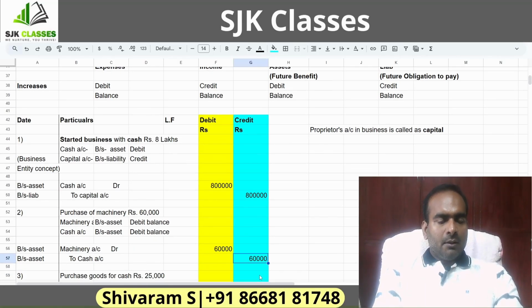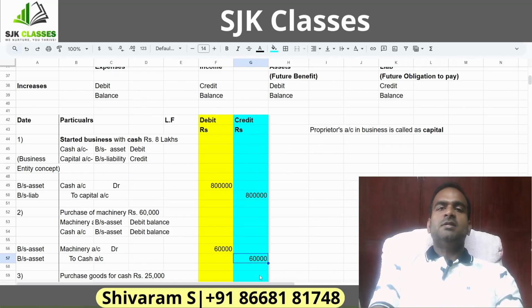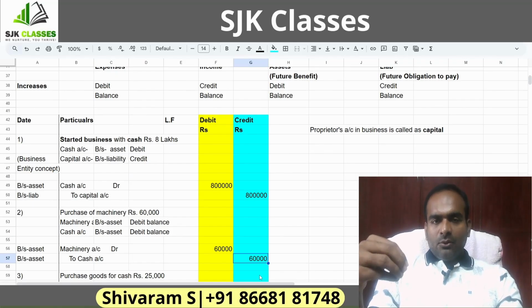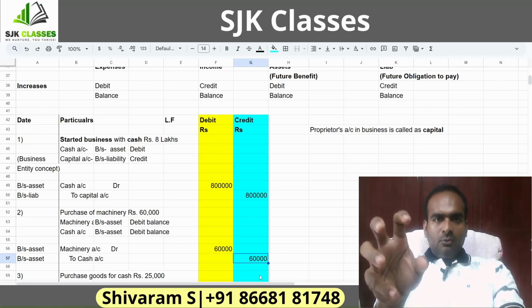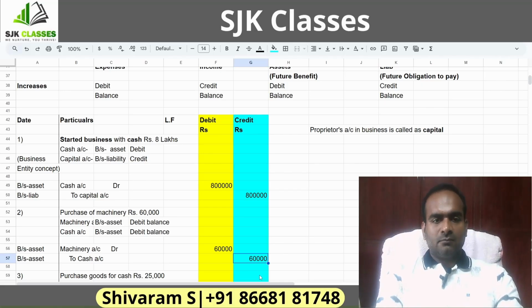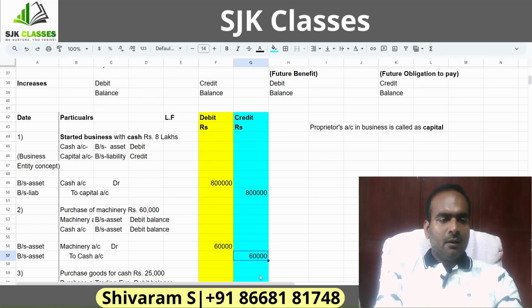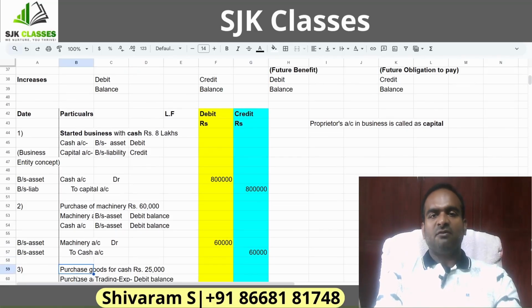That's it. Now, next transaction. After purchasing the machinery, why did I purchase the machinery? Because I need to do some production activity. Now, what will I do? I am going to purchase the raw materials now. That's the third transaction. So, the third transaction is purchased goods for cash, rupees 25,000.